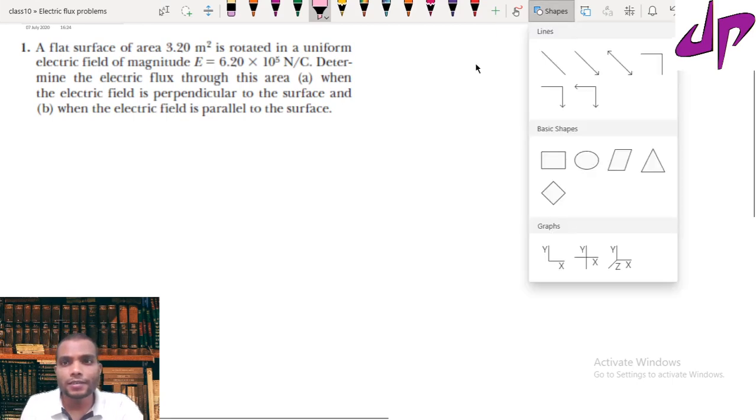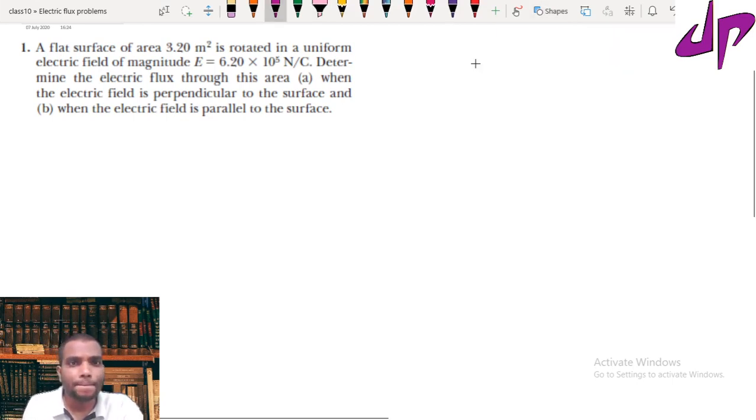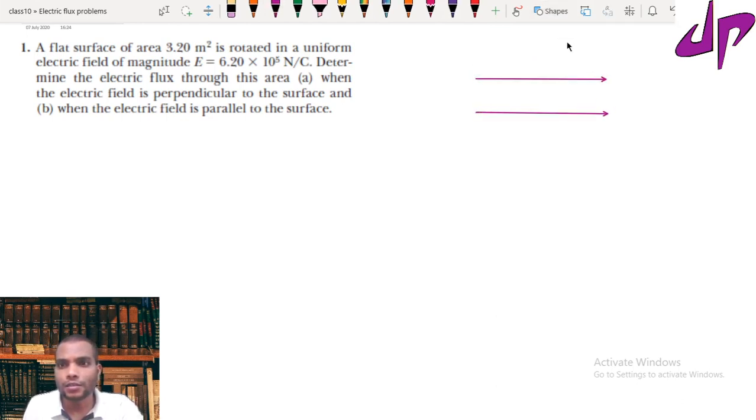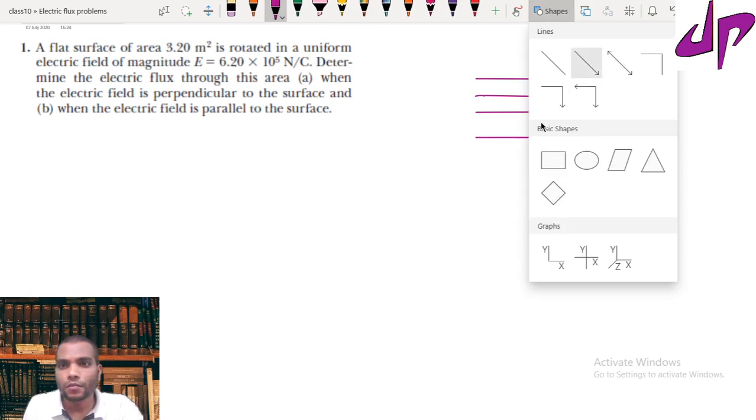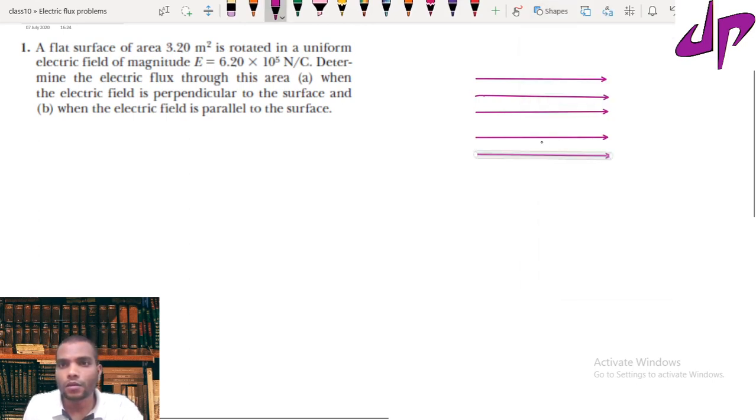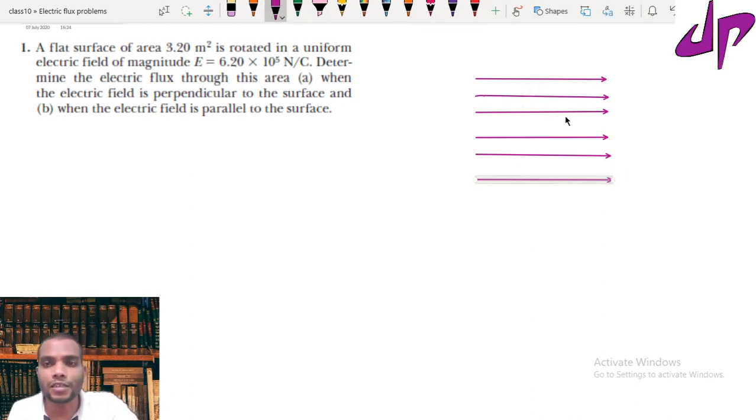So we are rotating a surface in an electric field. Suppose let me draw the electric field first. So these are the electric field lines. By convention, they are along the positive x-axis, or you can take unit vectors along i cap. So that is the electric field vector.